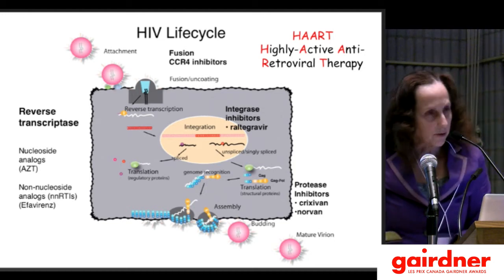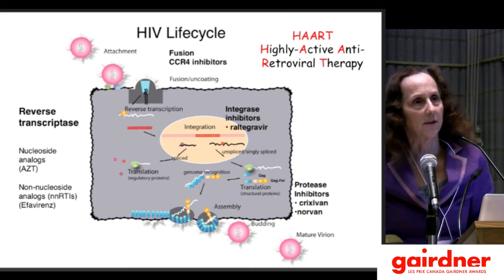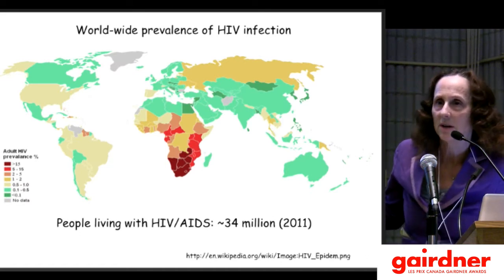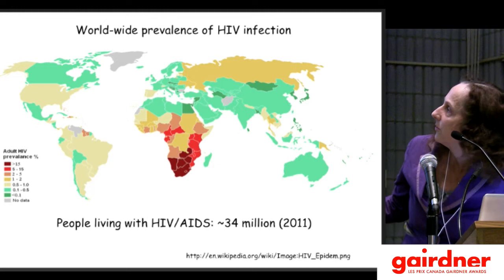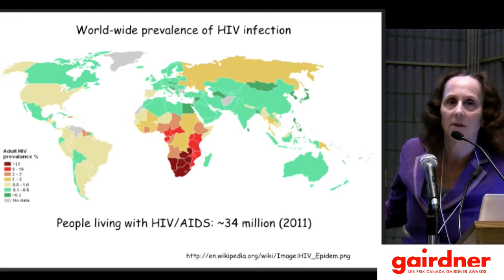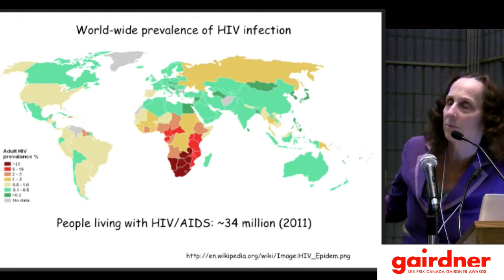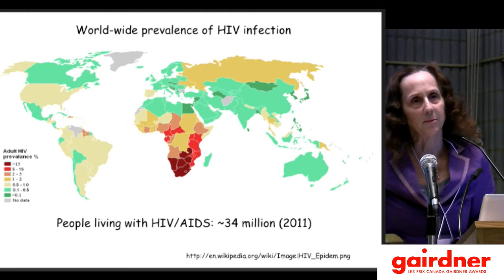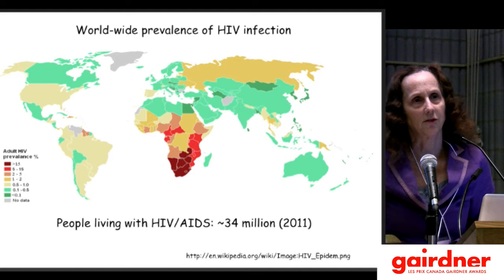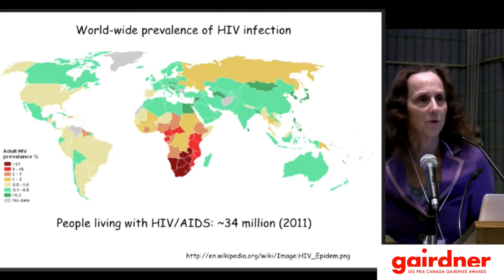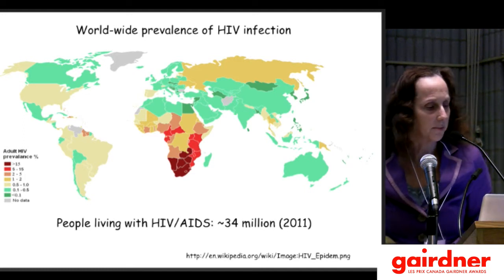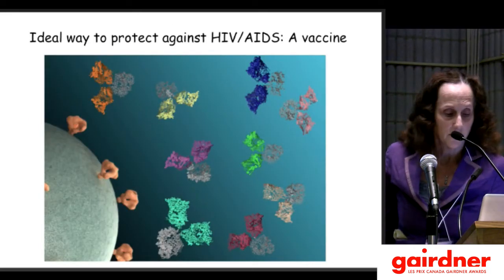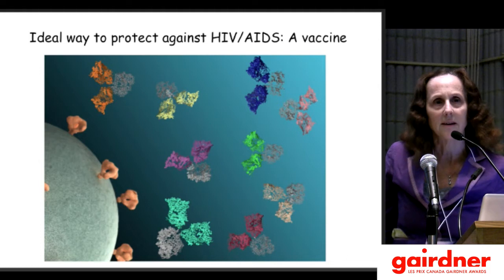Now, those work quite well for infected people, but the problem is that for a variety of reasons, they're not working globally. So we still have 34 million people living with HIV infection across the world, and it's particularly bad in sub-Saharan Africa. So something needs to be done because the small molecule drugs, for a variety of reasons, aren't working in the developing world. So the best thing that the whole world could have would be a vaccine against HIV.